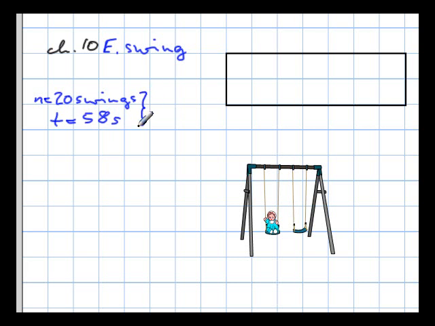And of course, when I divide 20 into 58, I'm going to come up with the period of this pendulum, 2.9 seconds. Notice that I only have two significant figures. I have to keep that in mind.